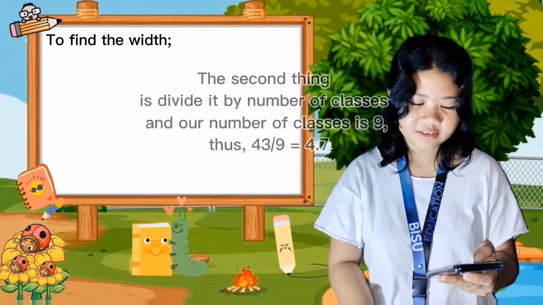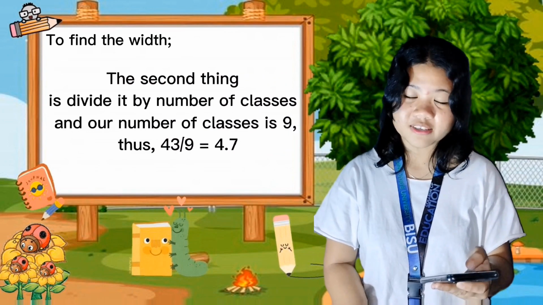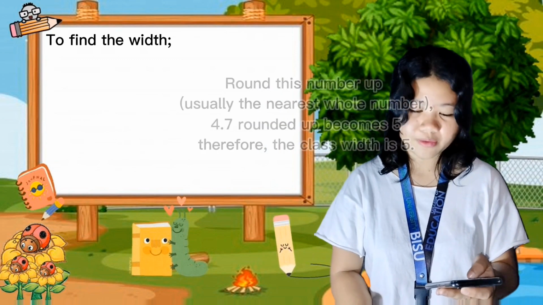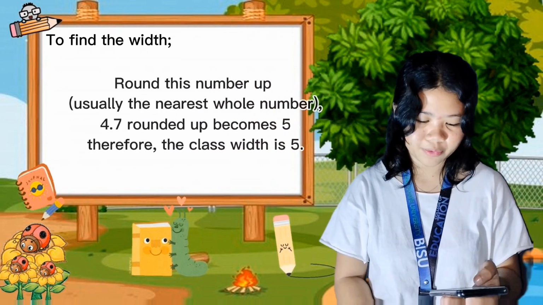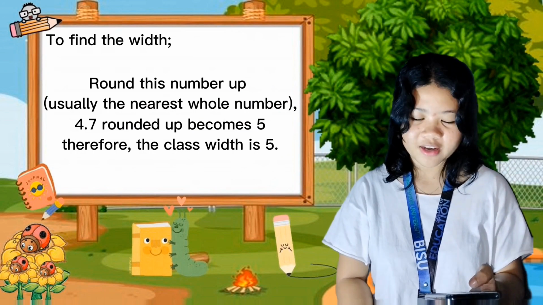The second thing is to divide it by the number of classes, and our number of classes is 9. Thus, 43 divided by 9 is equal to 4.7. Round this number up to the nearest whole number. 4.7 rounded up becomes 5. Therefore, the class width is 5. I'm going to show you right now the frequency distribution table.